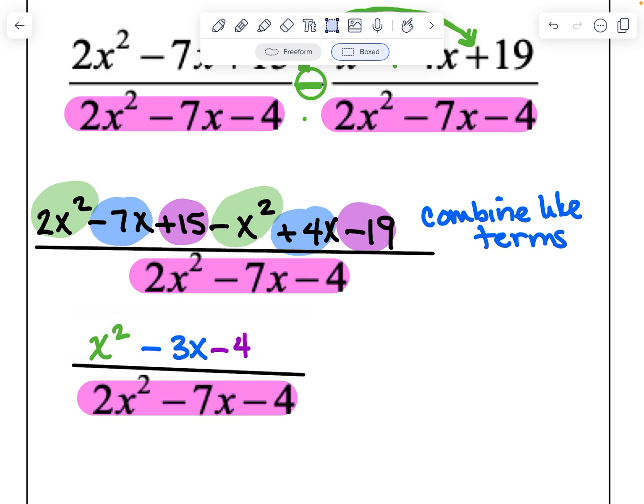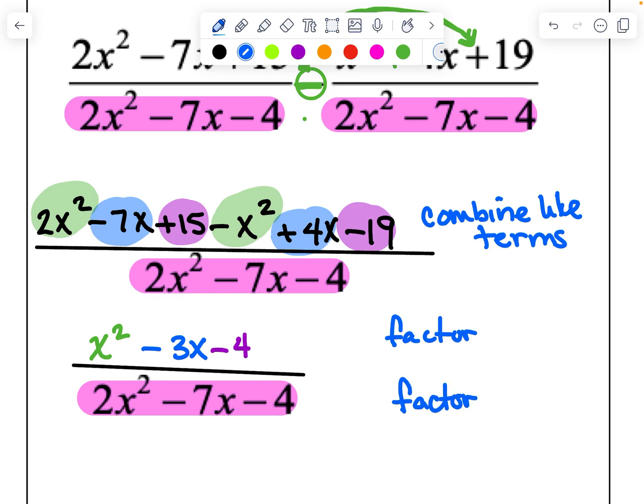Okay, and now we are going to factor. We're going to factor the numerator, and we are going to factor the denominator. So here we're going to need factors of negative 4 that add to negative 3. So negative 4 and 1. And here we're going to need factors of negative 8 that add to negative 7. So negative 8 and 1.